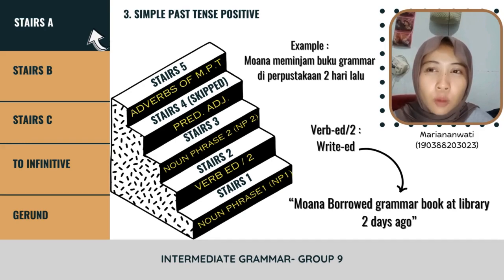In this slide, I have one example about simple past tense. Moana meminjam buku grammar di perpustakaan 2 hari yang lalu. Moana is noun phrase one. Meminjam is verb ed or verb two. Buku grammar is noun phrase two.